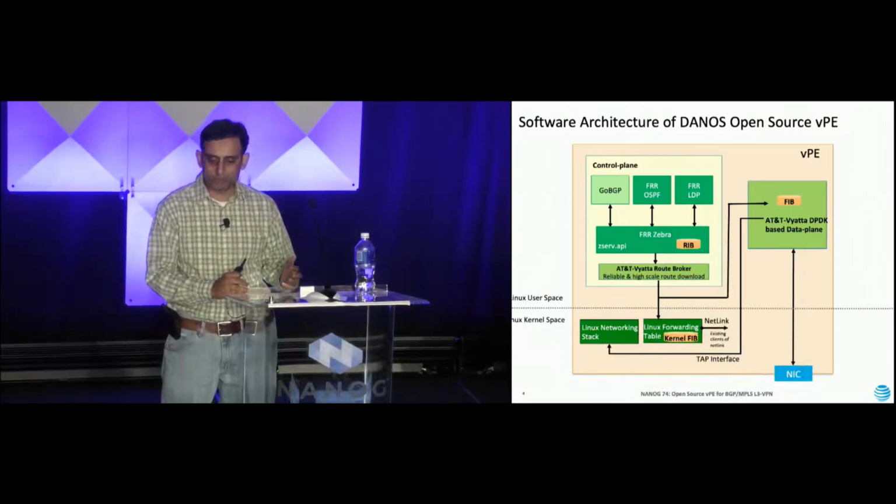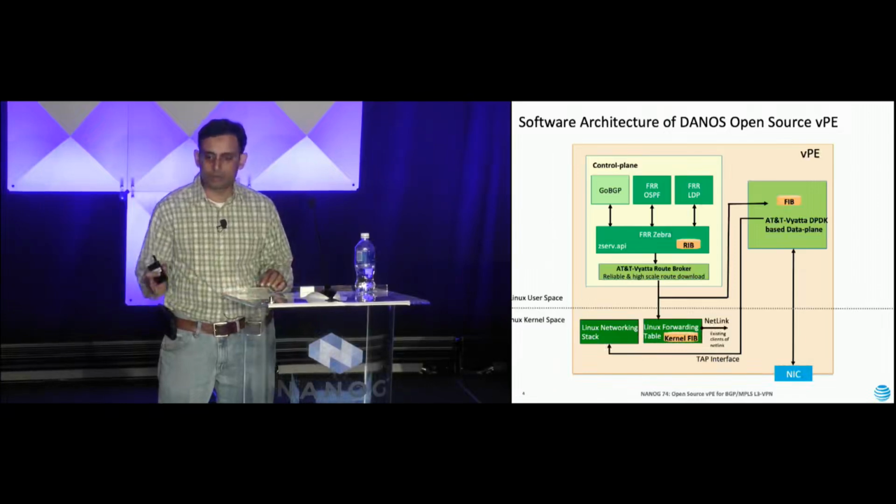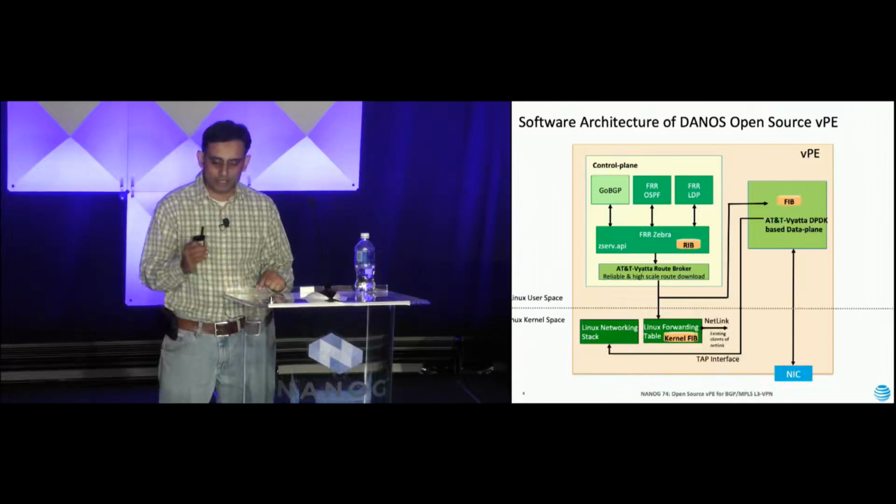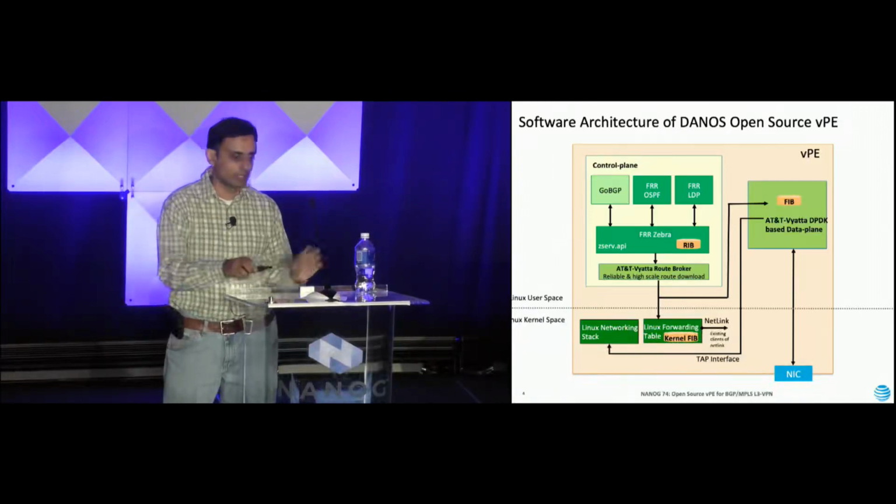When we use VPP, what happens is that VPP again runs as a user plane data process, just like the Viata DPDK data plane, but instead of communicating with the route broker, it syncs its routes with the Linux kernel forwarding table. Okay?